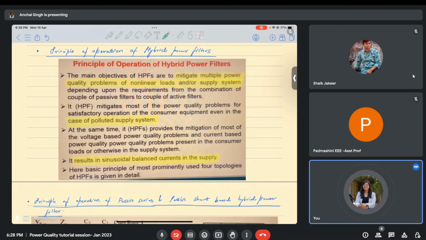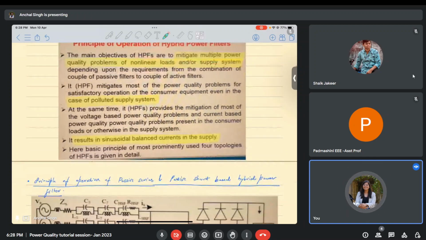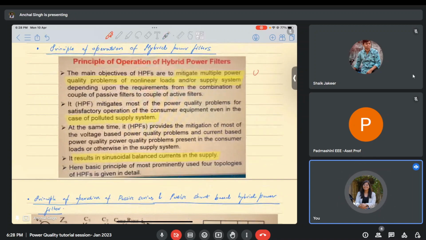So when you talk about the principle of operation of these power filters, the main objective of hybrid power filters is to mitigate multiple power quality problems, which are based on both current and voltage. So we need to tackle both voltage and current based power quality problems using the hybrid power filters. Now, these hybrid power filters mitigate most of the power quality problems for satisfactory operation of the consumer equipment. So, we have studied UPQC before, right? UPQC also takes care of both current and voltage based power quality problems.